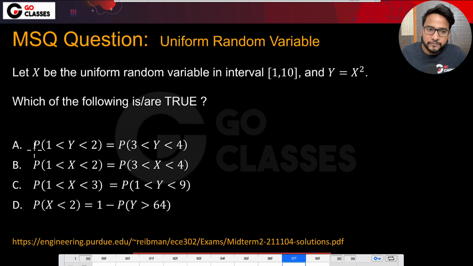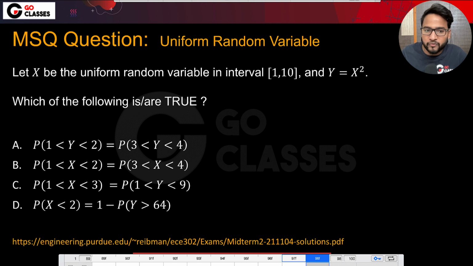So let's just see this. They are saying that probability of y being between 1 to 2 is same as probability of y being between 3 to 4, and probability of x being between 1 to 2 is same as probability of x being between 3 to 4. So I think this is true because of the definition of uniform random variable.